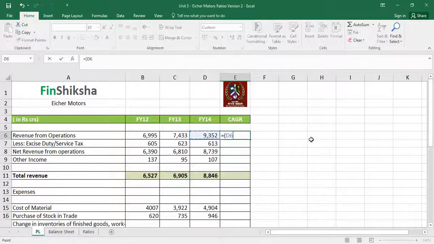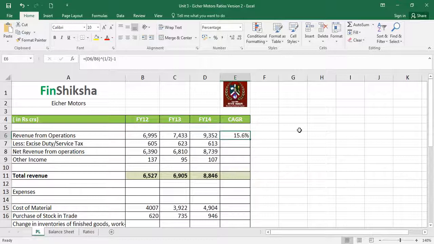So open bracket, final value divided by initial value. That's the first part of the equation. Raised to the power 1 by 2. That's because we have 2 years here. Minus 1. And this is calculated in the numbers scenario. So we will have to convert it to percentages and add a decimal point here. So about 15% CAGR in sales is what this company has seen. Sales have grown about 15% each of the years in the last couple of years. Annualized, that's the growth rate. Individual years growth rate could be different, but annualized growth rate is 15.6%, right? So that's the calculation here.